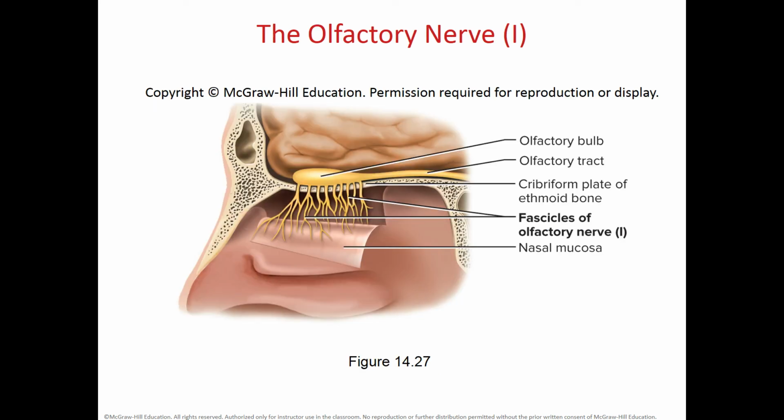So this is a picture of the olfactory nerve. The olfactory nerve starts with these fascicles of the olfactory nerve at the roof of our nasal cavity. These nerves penetrate the cribriform plate of the ethmoid, and then they connect to the olfactory bulb, which is going to extend axons that will form the olfactory tract, and then they will reach this olfactory cortex within the insula.